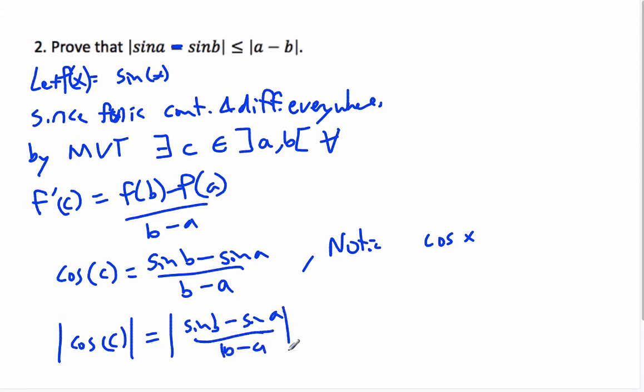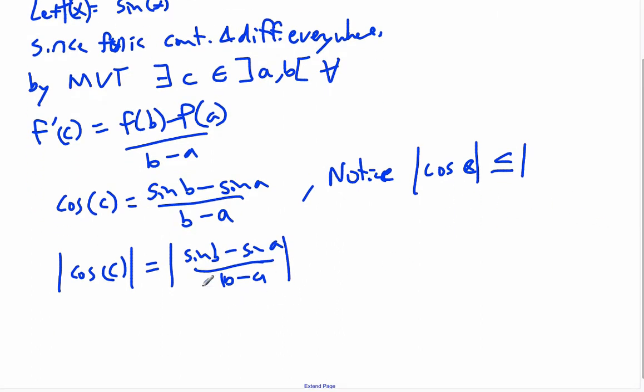Okay, so if they're equal, then certainly the absolute values are going to be equal. So notice that the absolute value of cosine c now, that is definitely less than or equal to 1, because cosine is between -1 and 1. Okay, so we can say that this quantity here is also less than or equal to 1 since they're equal. Okay, so we're almost there now. Just need to multiply both sides by absolute value of b minus a, and we have absolute value of sine b minus sine a is less than or equal to the absolute value of b minus a.